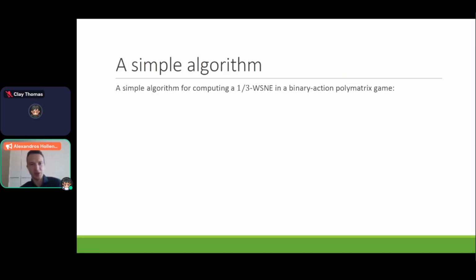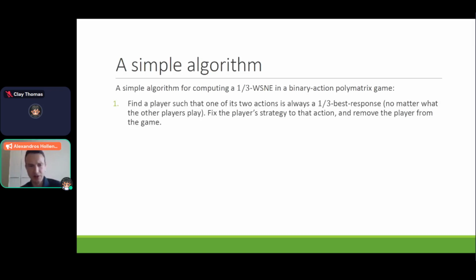So let me just mention a very simple algorithm that achieves a 1/3 approximation. What the algorithm does is very simple. It looks at your game and it just finds a player, if it exists, who is always happy to play one of his two actions, no matter what the other players do. For example, the first action, which we call 0: find a player who is always happy to play 0, no matter what the other players do. And by happy, I mean that it will be a 1/3 best response. Okay, so if you find such a player, then you just fix them to play that action, for example the 0 action, and you remove them from the game.